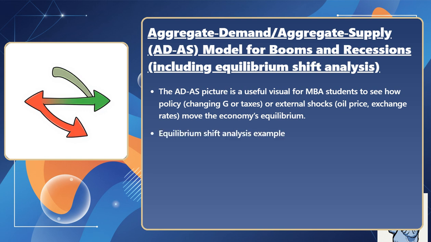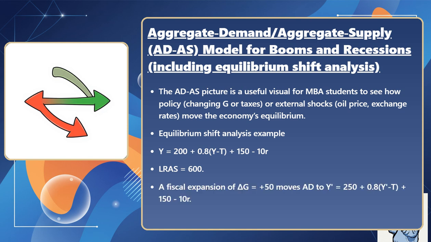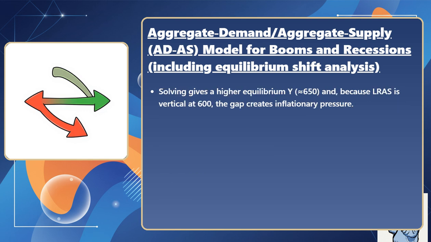Equilibrium shift analysis example. Y = 200 + 0.8(Y − T) + 150 − 10r. LRAS = 600. A fiscal expansion of ΔG = +50 moves AD to Y' = 250 + 0.8(Y' − T) + 150 − 10r. Solving gives a higher equilibrium Y of approximately 650, and because LRAS is vertical at 600, the gap creates inflationary pressure.